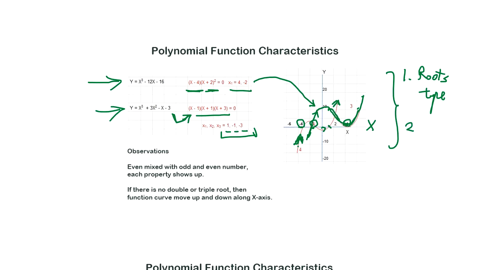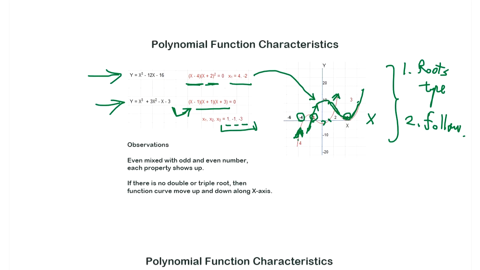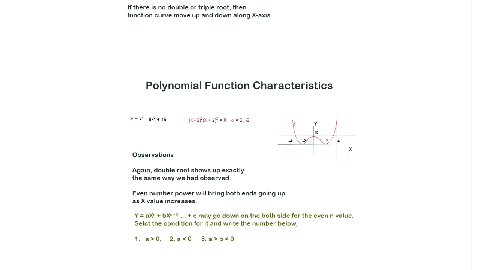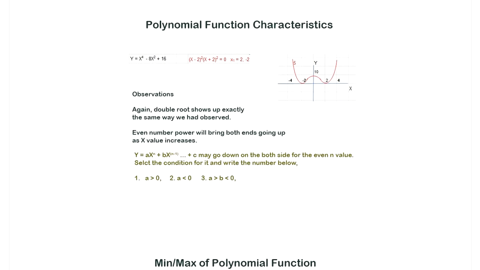Then follow the rules we have talked about so far. That's the way you can quickly draw the polynomial function. Find the roots. How do you find the roots? Factor it. If you cannot factor it, what do you do? We will talk about that later.